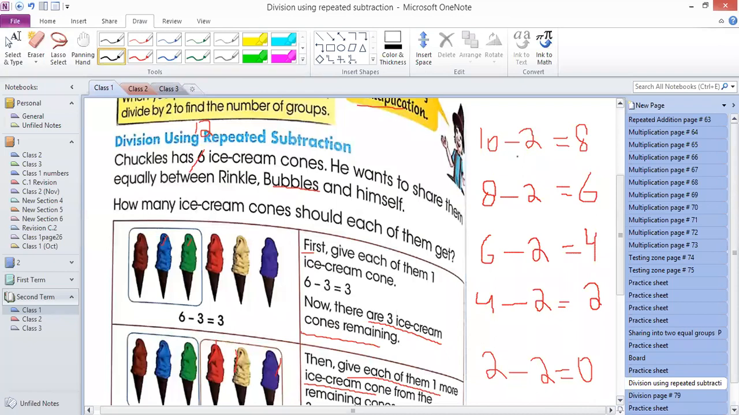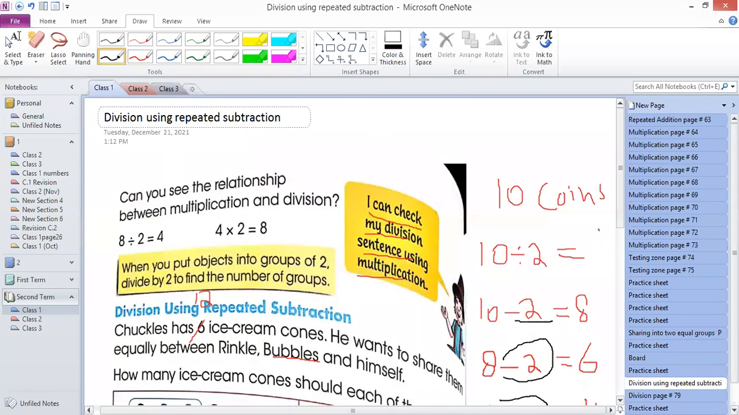Each of them, you and your friend, get how many? For that you can check how many times you subtract 2. 1 time, 2 times, 3 times, 4 times, and 5 times. You subtract 2 five times. That's why 10 divided by 2 is equal to 5. Each of them will get 5 points.